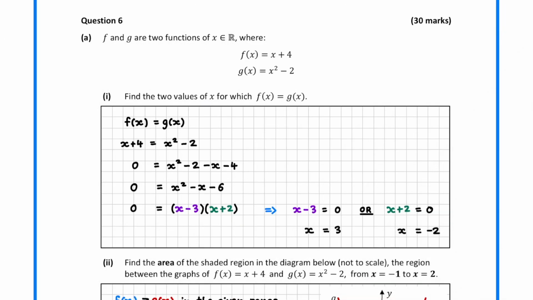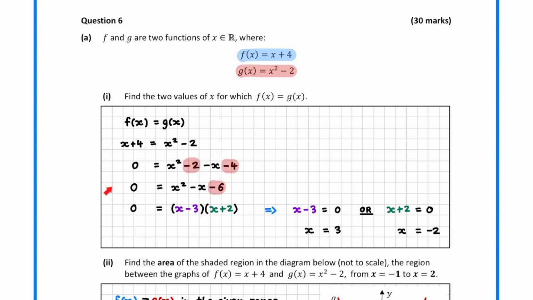In question 6a, we are given functions f of x and g of x. In part 1, we must find the 2 values of x where the functions are equal. To solve this, we begin by setting the function definitions equal to each other. Then, we group everything together by subtracting x plus 4 from both sides.